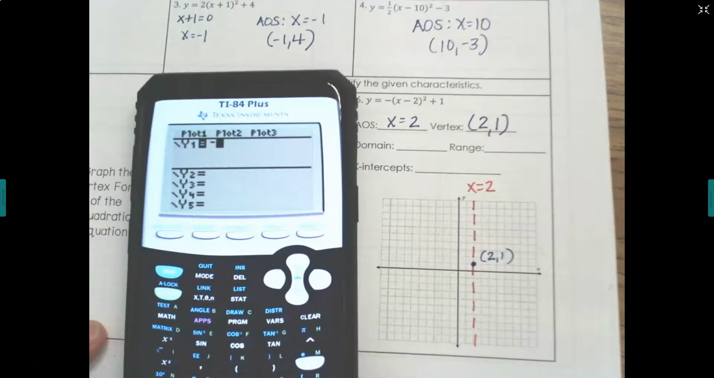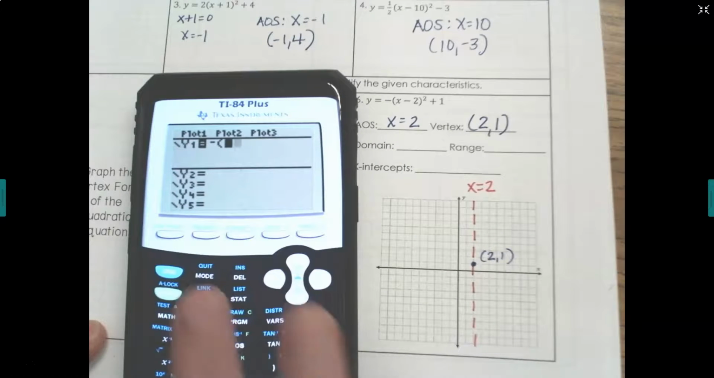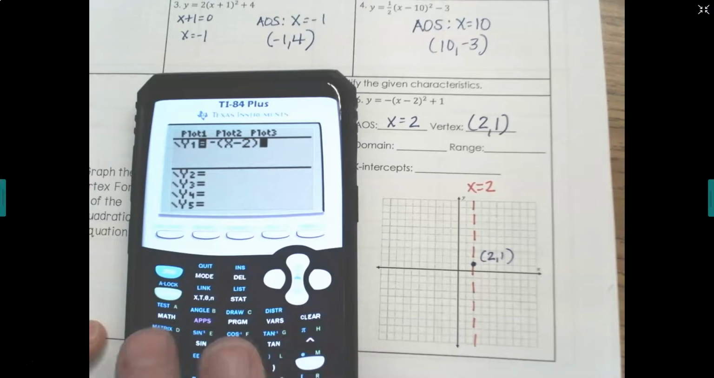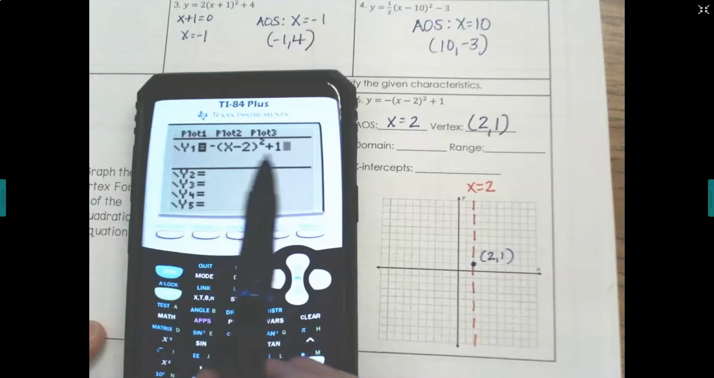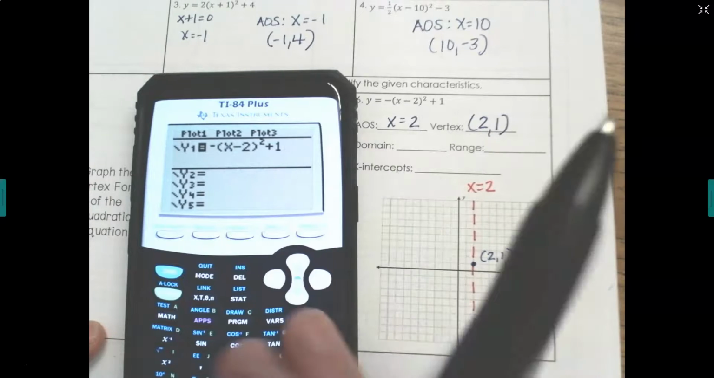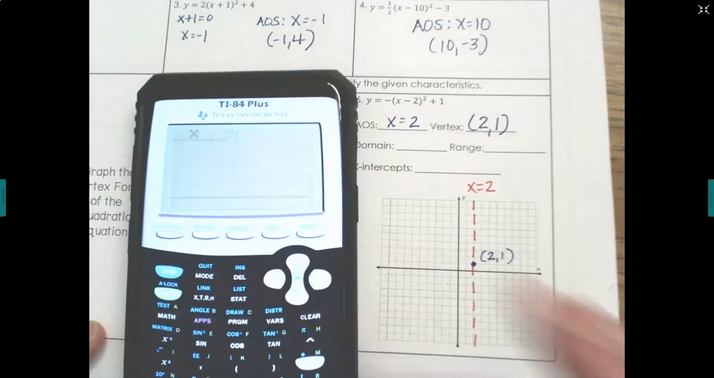So I have a negative. It's not a minus sign out front. It's a negative. Parenthesis, x minus 2 squared plus 1. And always double check, does this look like the original equation? And now let's look at our table of values.